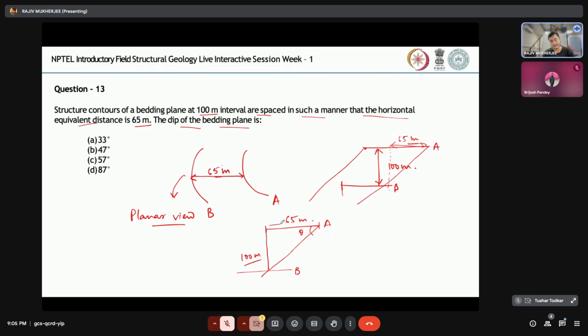So this is the base of the right angle triangle, this is the perpendicular, and this is the angle theta. So one thing for sure we can do is calculate the tangent here, right? Perpendicular by base. So we can calculate the tangent.